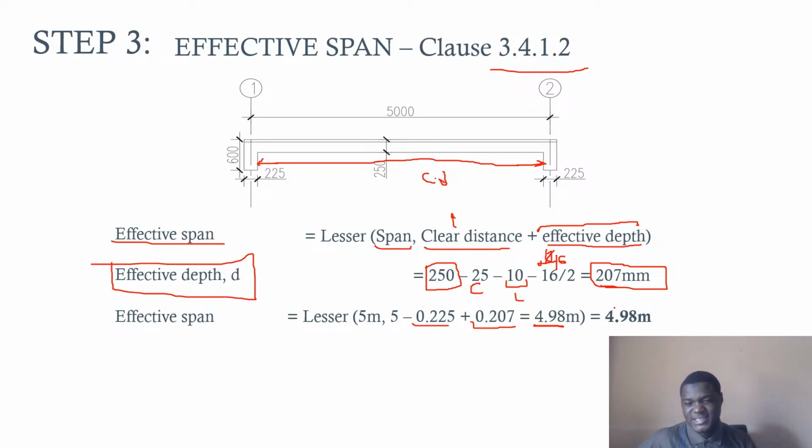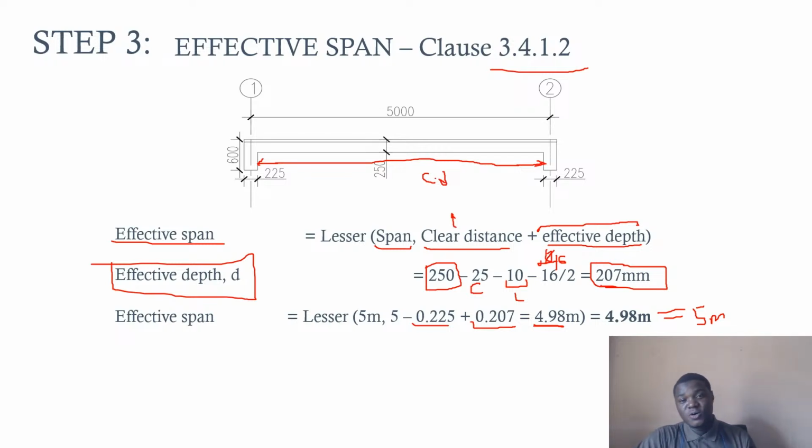You can see that this value is approximately 5 meters. So in a practical design, this step is usually ignored because between 5 meters and 4.98, there's really not much difference. So you can just ignore it and use 5 meters in your analysis.